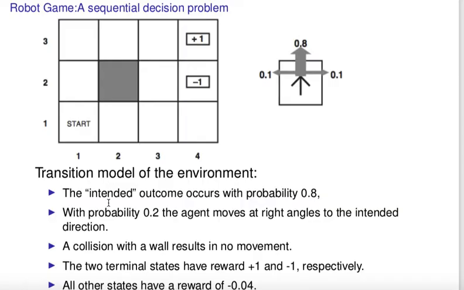And then here's something really important. All the remaining states here have a reward of -0.04. Now, what does a negative reward mean? A negative reward means that the more you travel in these things, you're going to get punished, because a negative reward is thought of as a punishment.